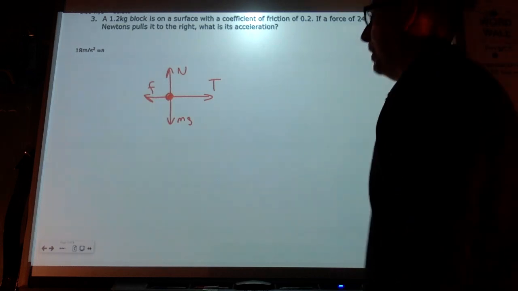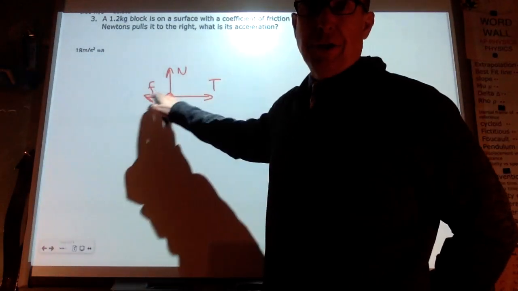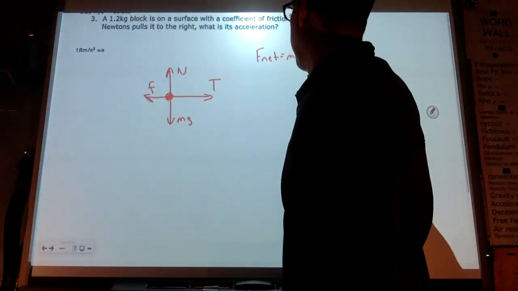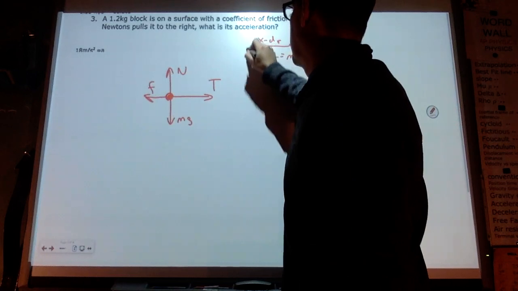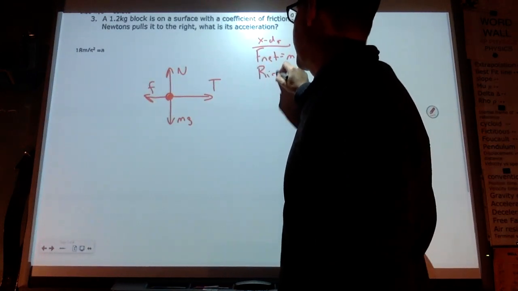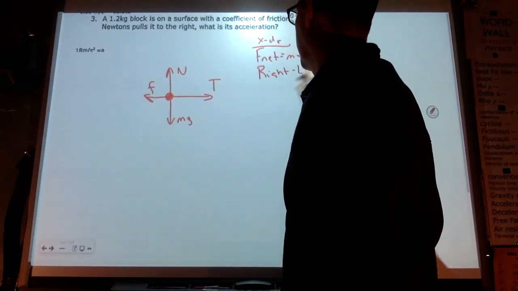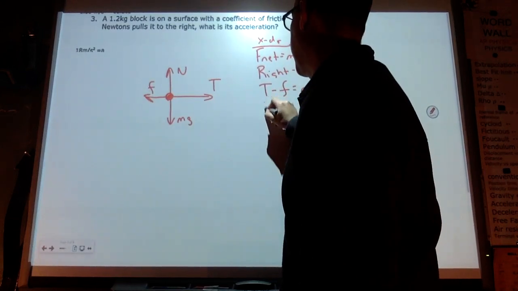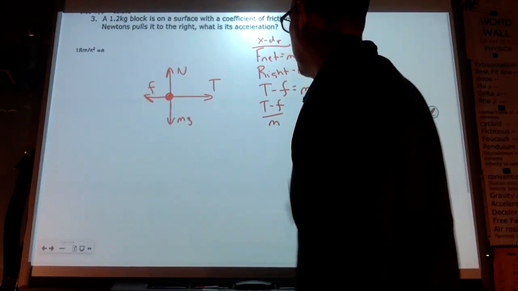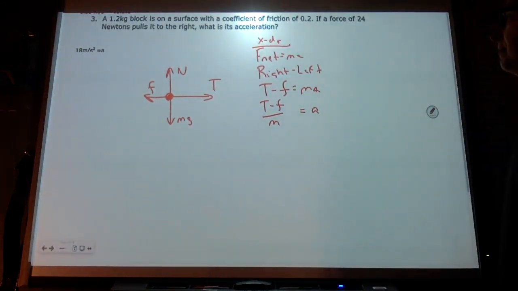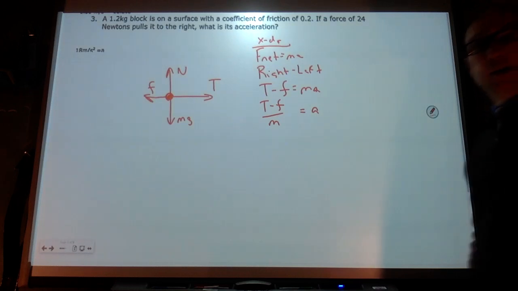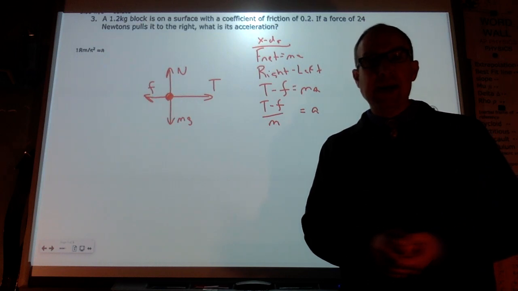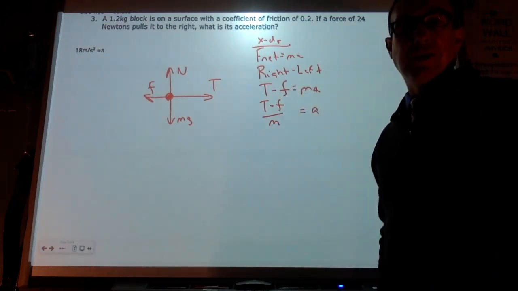And so again, my unbalanced forces are going to be tension and friction. I'm going to do F net equals ma in the x direction. I'm going to do rights minus lefts. So this is going to be T minus F equals ma, and a is going to be T minus F over m. And I'm going to plug in my T and my F. The only problem is I don't have the friction. I have the coefficient of friction. So I can't just plug in this 0.2. This isn't the force of friction.